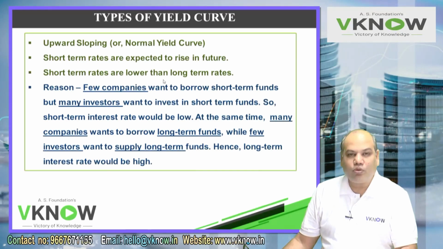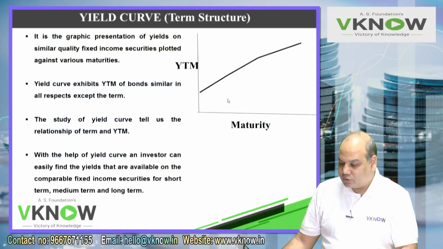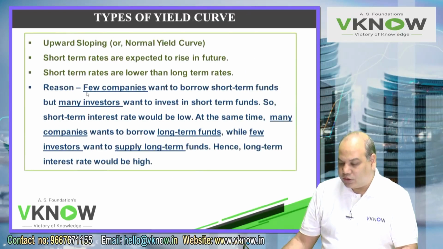Short term rates are lower than the long term rates. See the diagram again. Suppose this is 5 years, this is 10 years, this is 15. Short term rates are lower than the long term rates. So what is the reason for a yield curve to show an upward sloping trend? Write down the reason. Write in small font, because you have to draw the diagram also. Good students will write quickly.